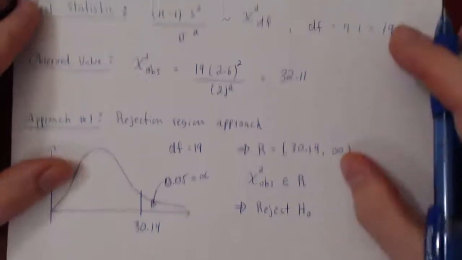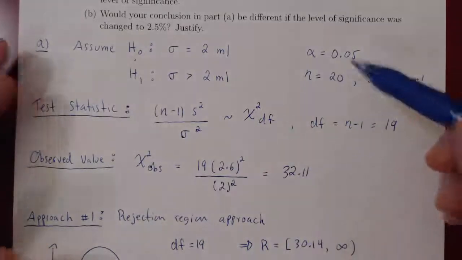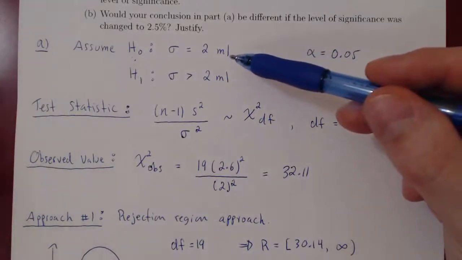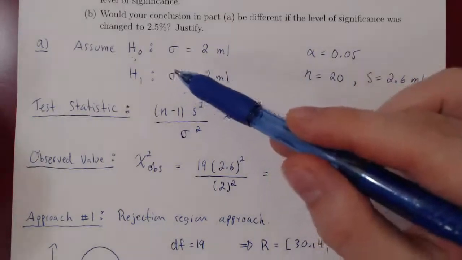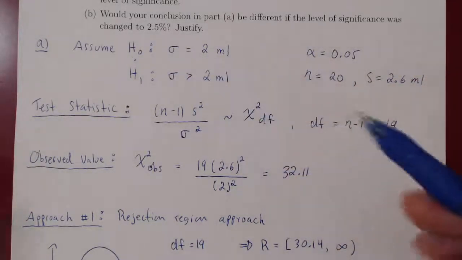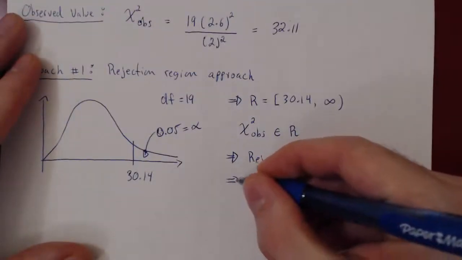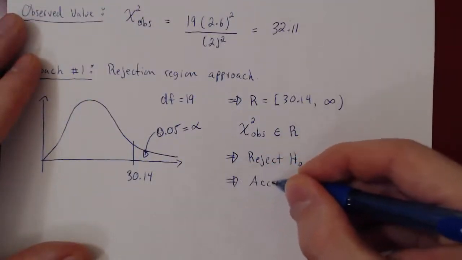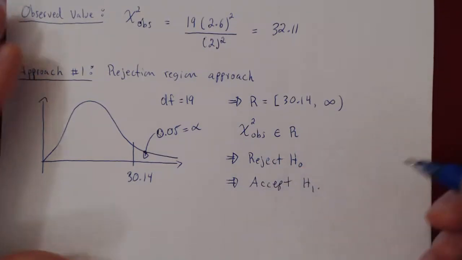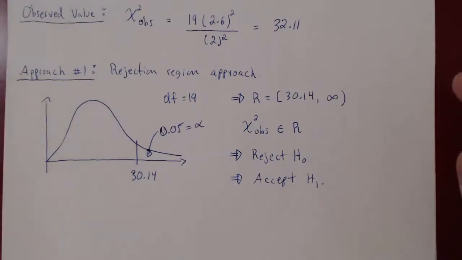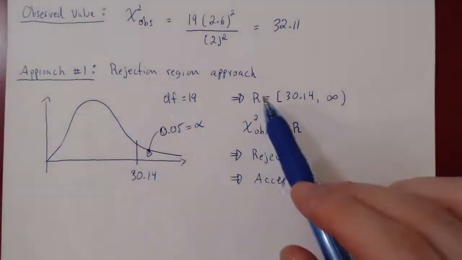Of course, if we reject H0, this means that we will favor H1. So we do not believe that the bottle filler is calibrated. We believe instead that the real deviation is actually now bigger than 2 milliliters. So we reject H0, and we conclude by accepting H1. And this is the approach with the rejection region, right?